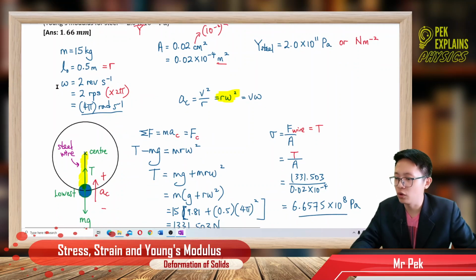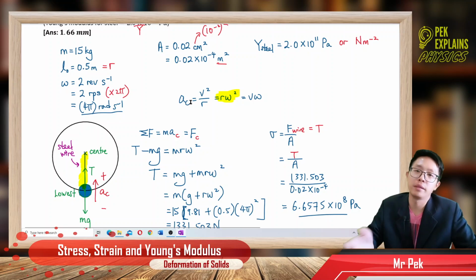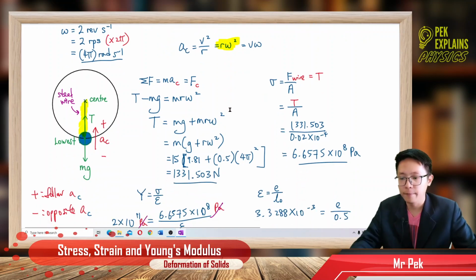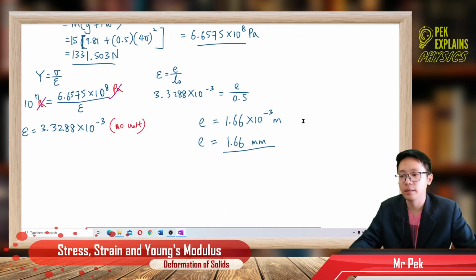If the question gives you omega, then the acceleration you use is r omega square. If the question gives you linear velocity v, then you use v square over r. So all this depend on the situation or what information the question give you. Give you v, you use v square over r. Give you omega, you use r omega square. Yeah. So this is how we do it.